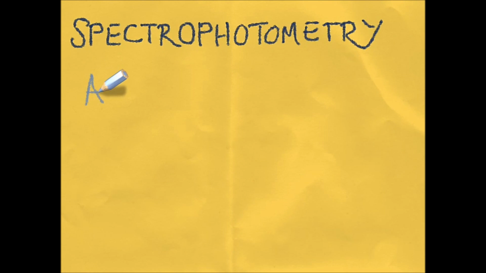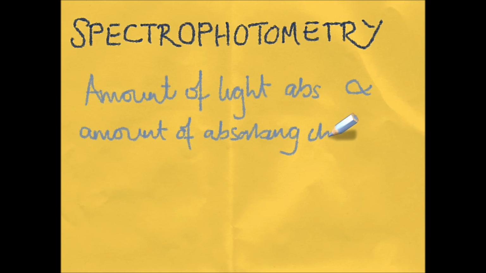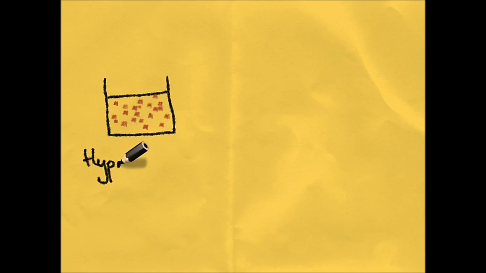We measure the haemoglobin concentration using spectrophotometry, and this is based on the Beer-Lambert principle, which states that the amount of light absorbed by a solution is proportional to the amount of absorbing chemical in the solution and the path length of light. But the path length of light will be standardised within an analyser, and so essentially we can say that the amount of light absorbed in a given volume of solution will be proportional to the amount of haemoglobin in that solution.